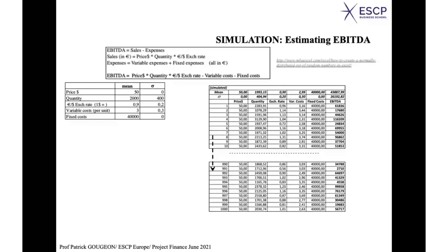Now, just to verify, if you take all the 1,000 numbers for the quantity and look at the mean, what do you find? 1993. So it's not exactly 2,000, but it is close. With 10,000 simulations, you would be much closer to 2,000. What about the standard deviation? It is not exactly 400, but it is 404, 405, which is also close to 400. Again, with 10,000 rather than 1,000 simulations, we would have a mean close to 2,000 and a standard deviation even closer to 400. So you might ask me, how did you get that?